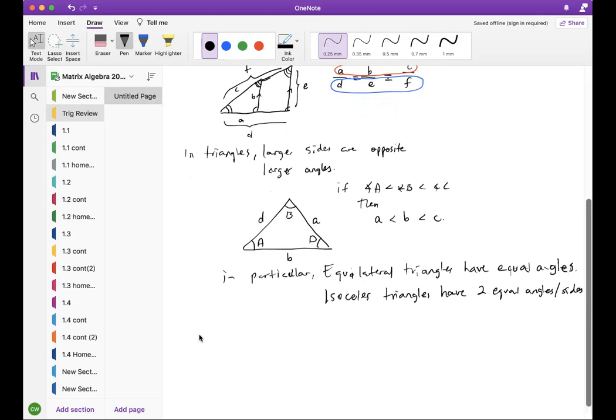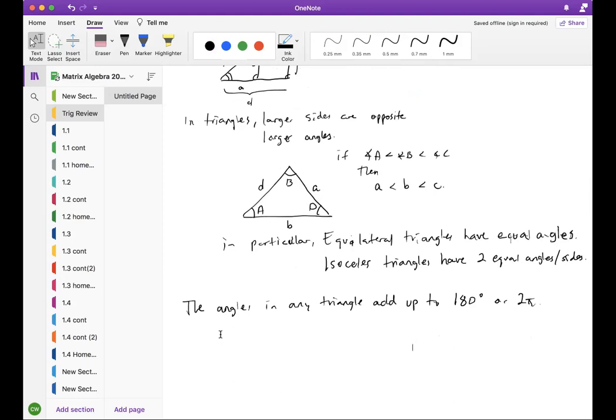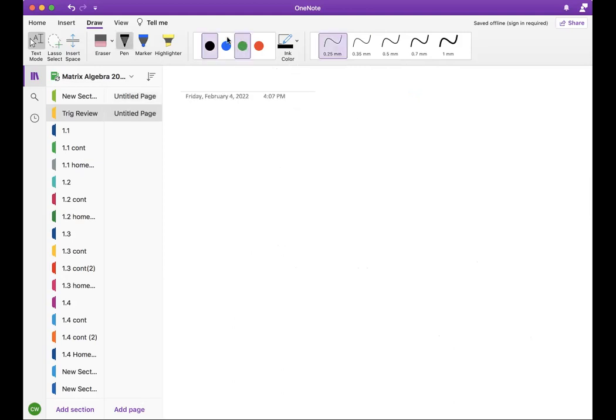I guess maybe just to say that the angles in any triangle add up to 180 degrees or 2 pi radians. Okay, so let's start with that. And again, if more things come up, I'll talk about them. So the first thing with trigonometry is to talk about the circle.